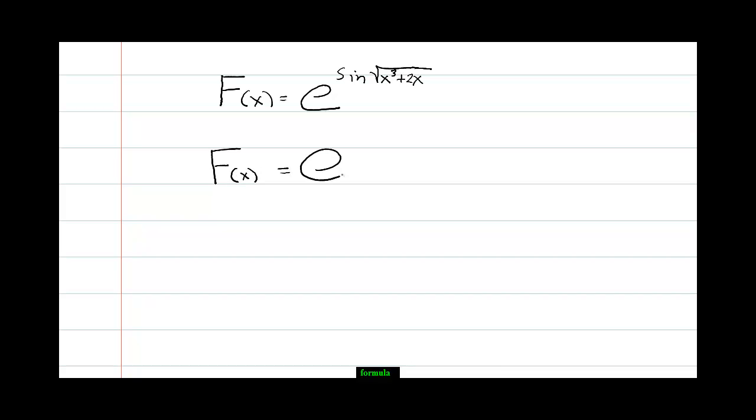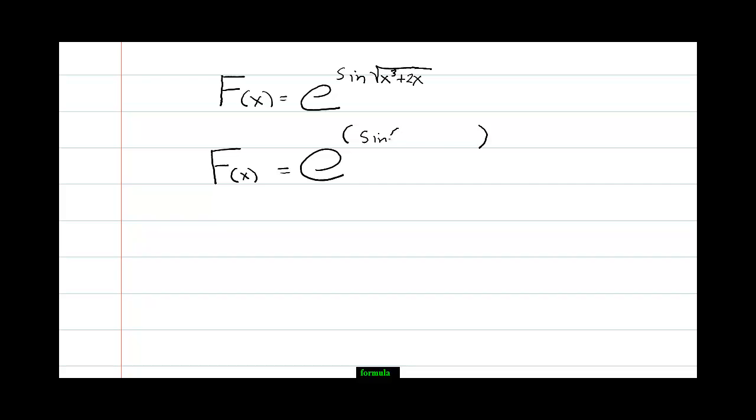I'm going to look at the function f of x equals the exponential of sine of the square root of x cubed plus 2x. In order to do the chain rule, we need to decompose f into composite pieces. I do that by utilizing parentheses. So I'm going to now utilize parentheses. The exponential is a function. It will be operating on the sine. So I'm going to use my outer set of parentheses.